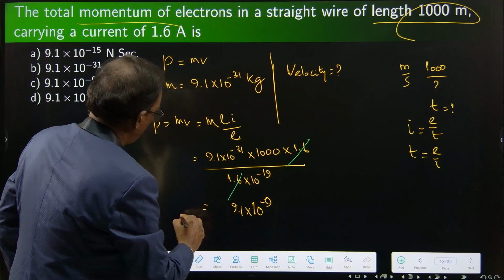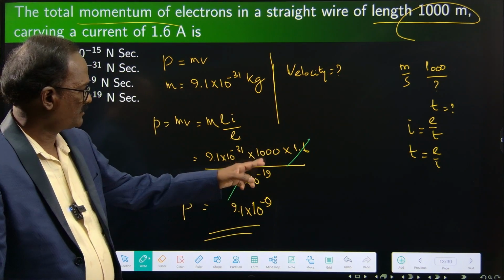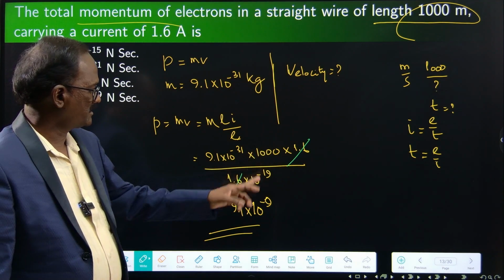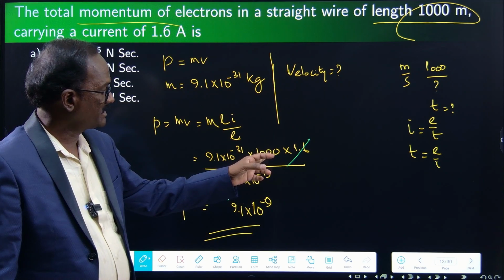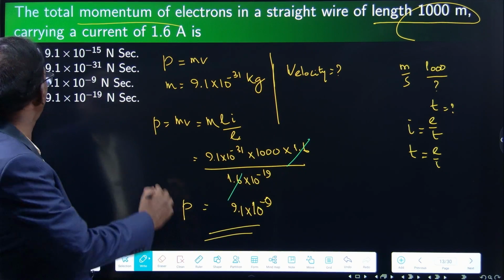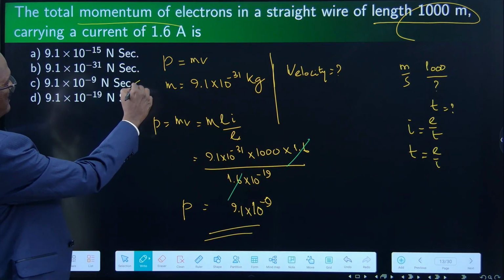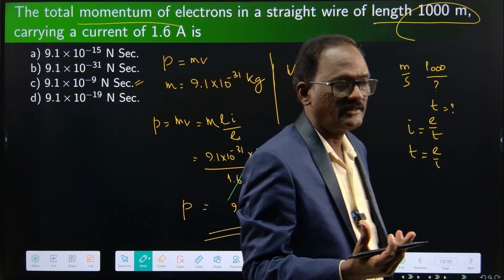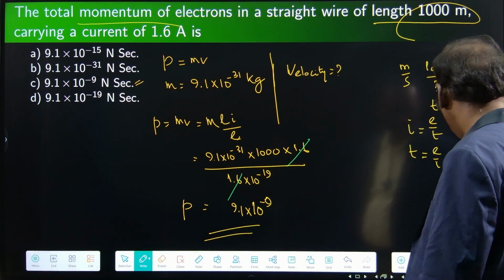Yes. 1.6 removed, 3 zeros, 19 minus 16, right? This is 19 plus 3, it is 22, it is minus 9. 9.1 into 10 to the power of minus 15 minus 31 minus 9. Yes, option C is correct. Velocity is not directly given, length they are giving, time from current we are taking the time.